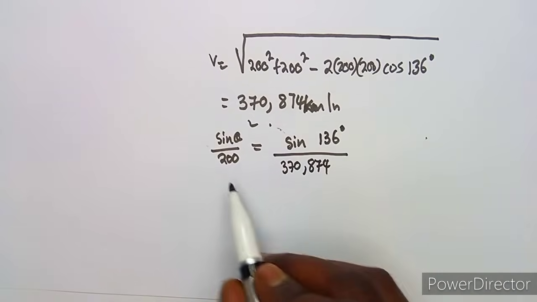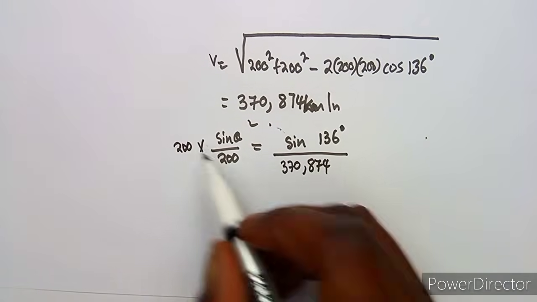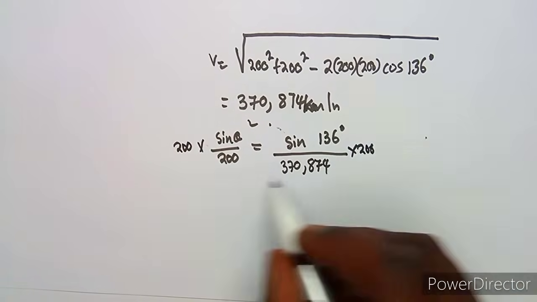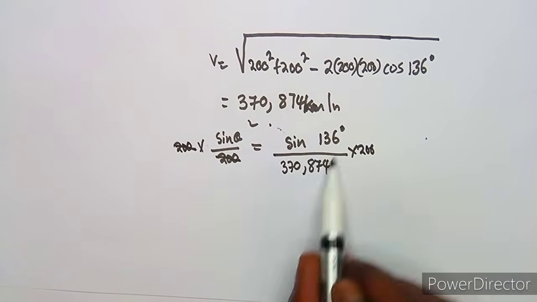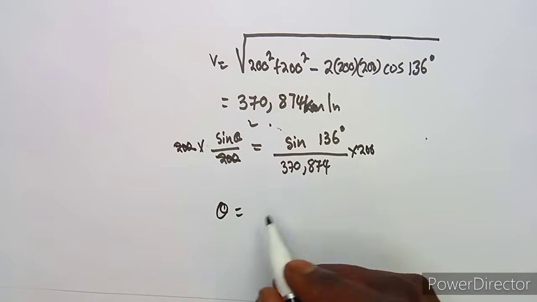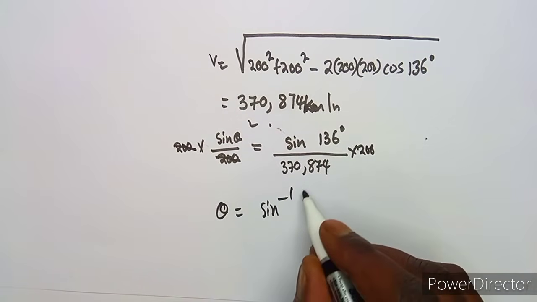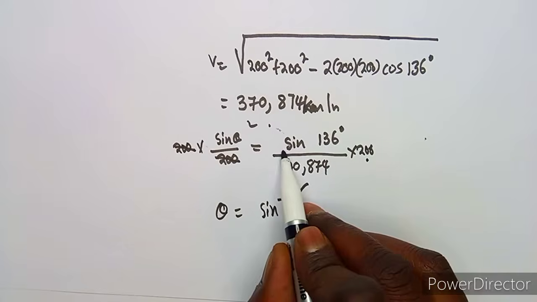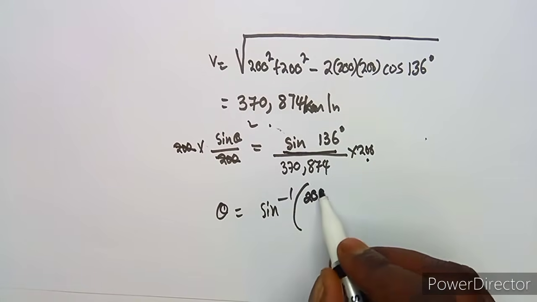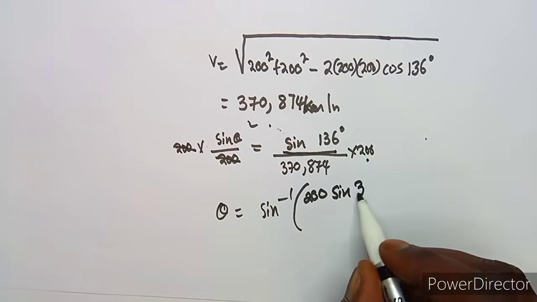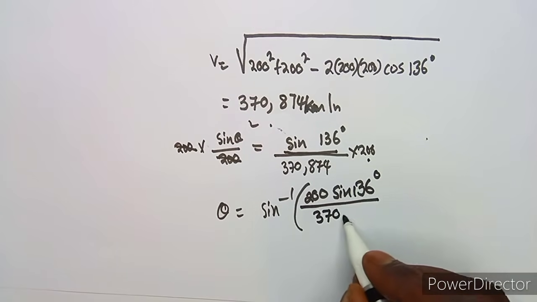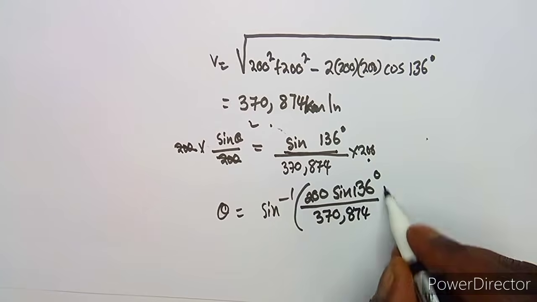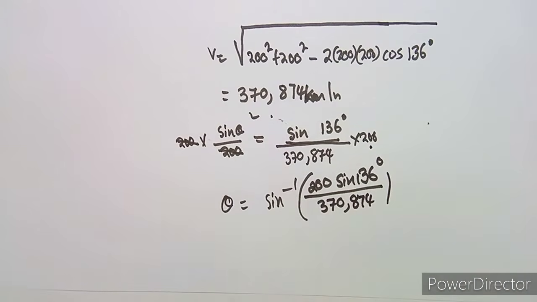370.874. So to find theta, just cross multiply, or multiply by 200 on both sides so that this can cancel. So sine theta is going to give you this value. So to find theta, it is going to be arc sine of 200 times sine 136 degrees over 370.874. Arc sine is just shift sine on your calculator.